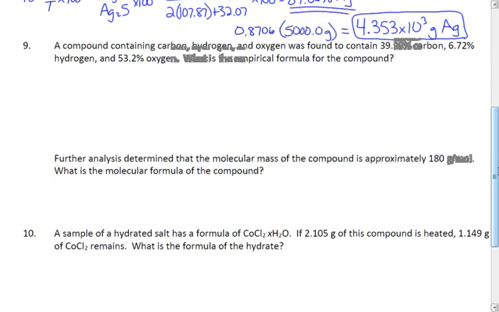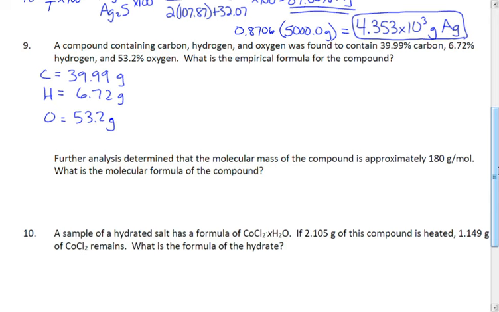When we're given the percent composition already and we want to work backwards to find our empirical formula for the compound, remember we're going to just assume a 100 gram sample, and each of our percentages we can just kind of rewrite as grams of that substance. So we're going to have carbon, hydrogen, and oxygen, and we're going to say carbon we have 39.99 grams, hydrogen will be 6.72 grams, and then we'll have 53.2 grams of oxygen.